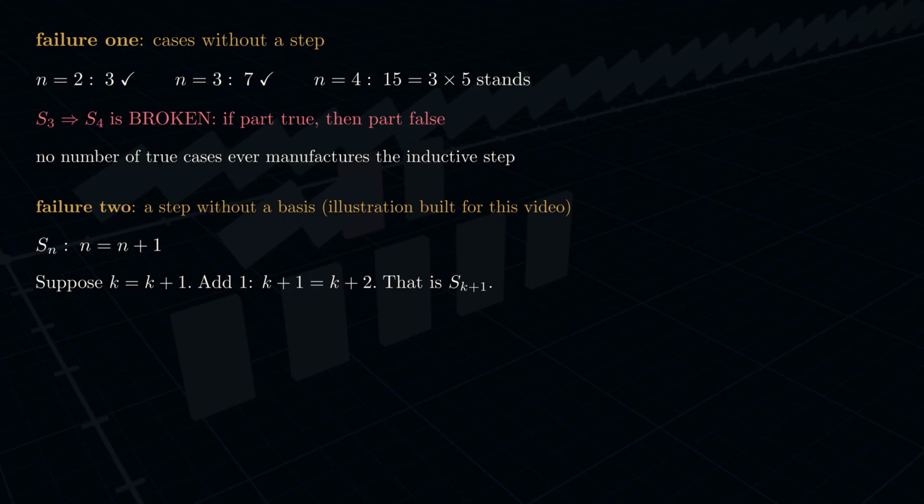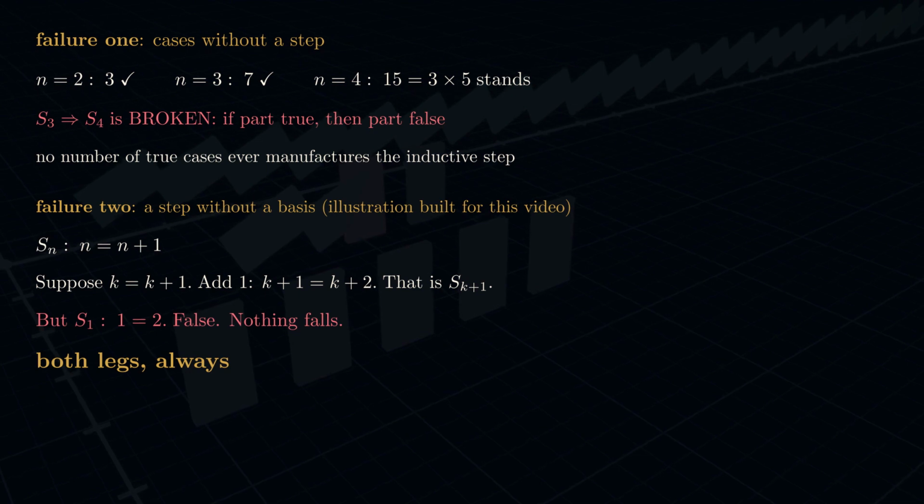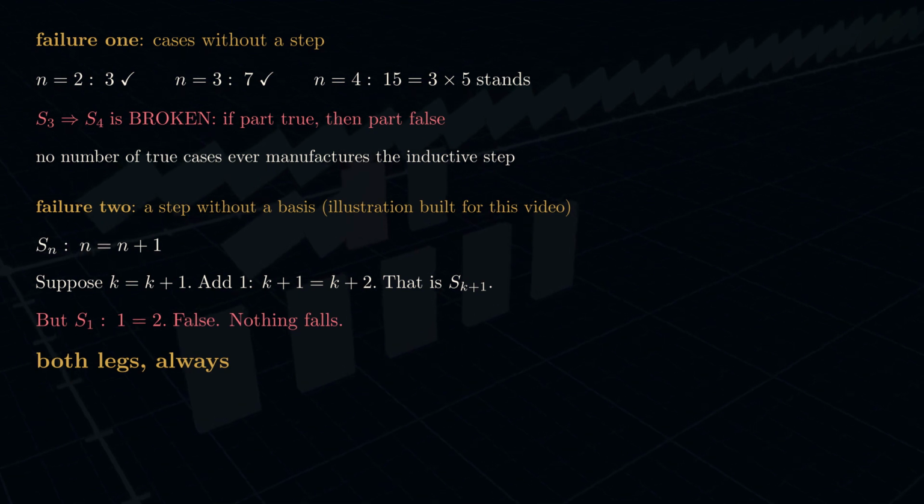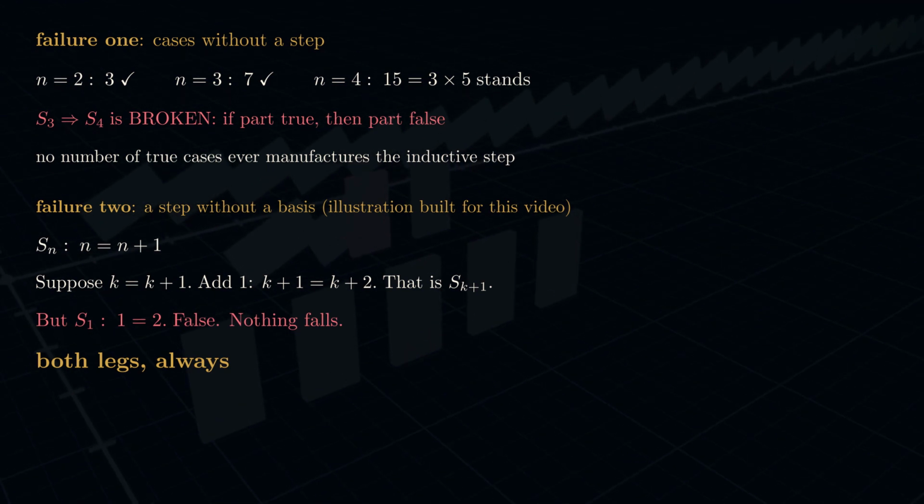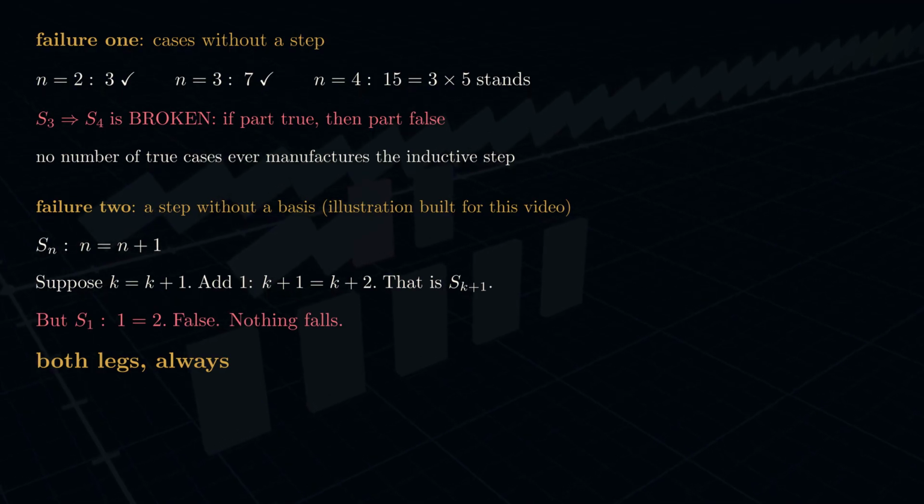Every domino would knock down the next. But look at the basis. S1 says 1 equals 2. False. The first domino never falls, so nothing falls. And indeed, every one of those statements is false. Both legs, always. The basis step without the inductive step proves one case. The inductive step without the basis step proves nothing at all.